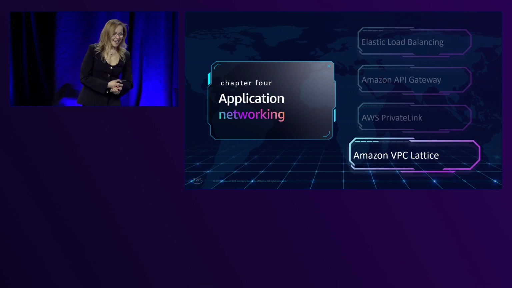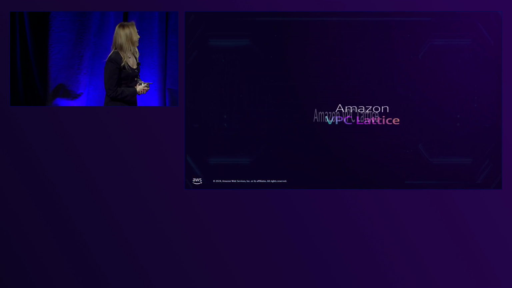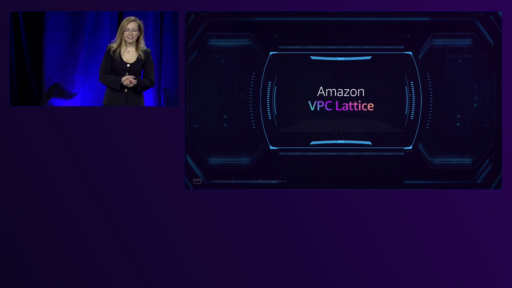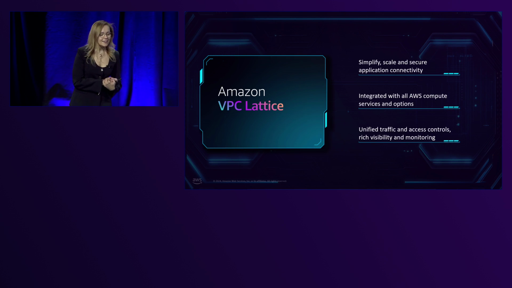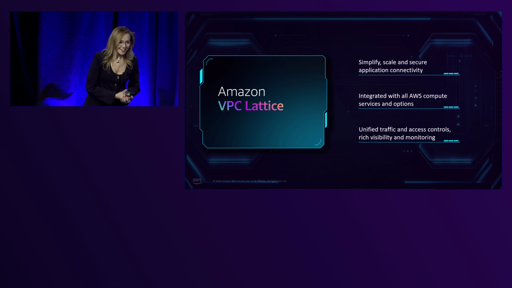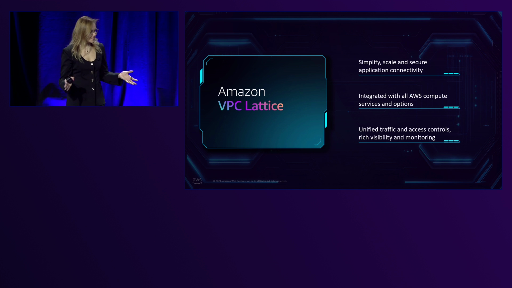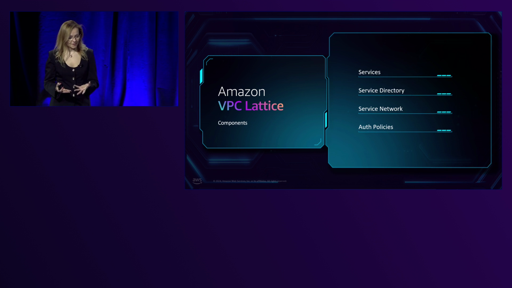And our last service, and the one that I am personally most excited about, Amazon VPC Lattice in the application networking space. With VPC Lattice, you can simplify, scale, and secure connectivity on AWS. It is integrated now with all AWS compute options, including ECS and ECS Fargate. We're going to talk about that as well, and it gives you unified traffic controls.